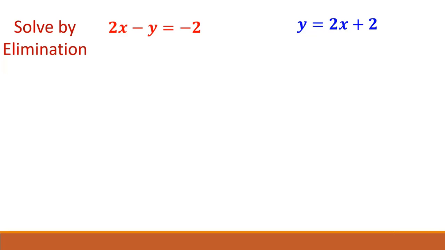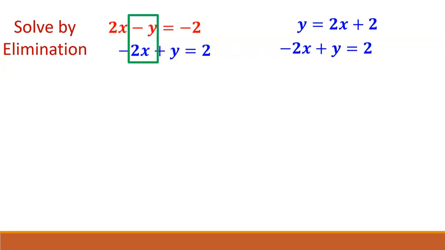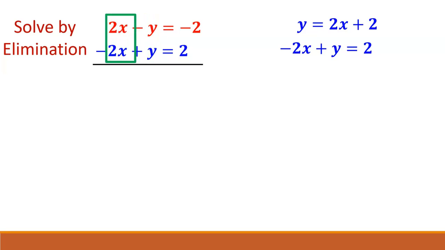To solve by elimination, we'd like to add the left sides of the equations and the right sides of the equations together to eliminate a variable. So maybe we'd like to eliminate the y variable. Well, in order to do that, we'll have to rewrite the second equation so that the x and y terms are on the same side of the equation. And then, when we add the 2 equations together on the left side, we can see that the y variables are opposites, so they will be eliminated. But the x variables are also opposites, so they'll be eliminated.